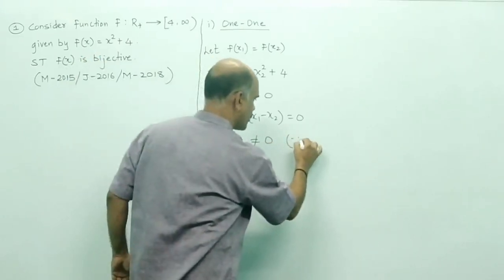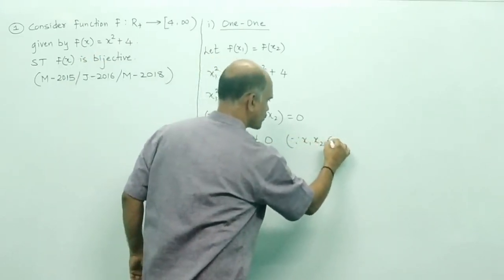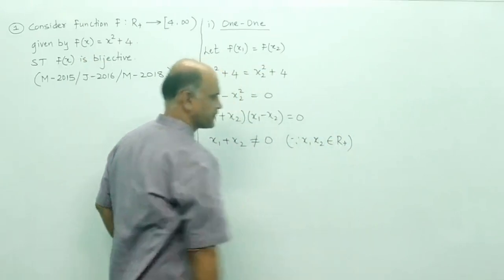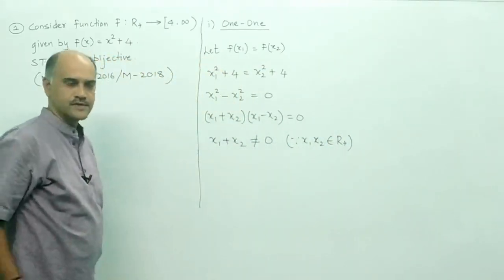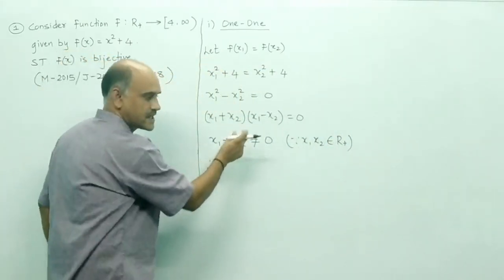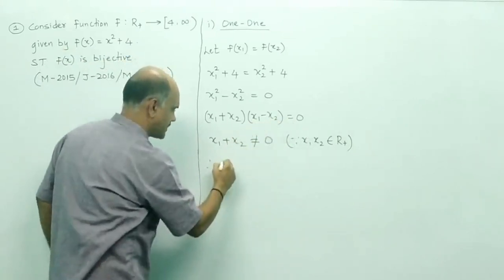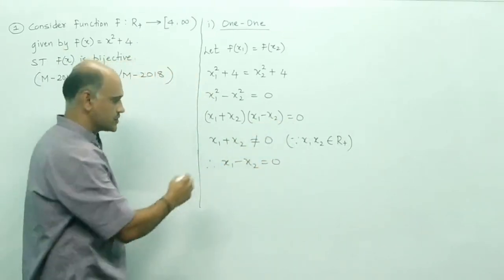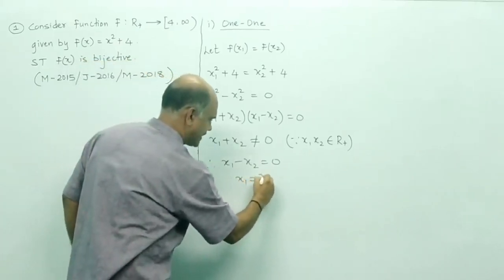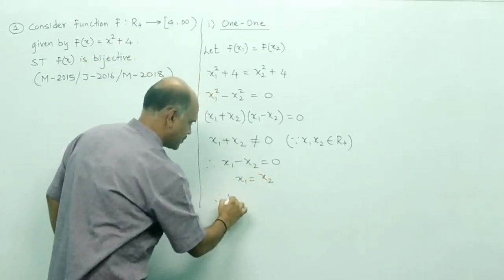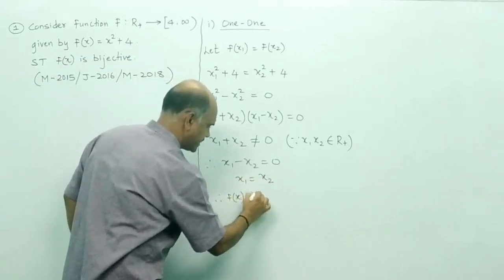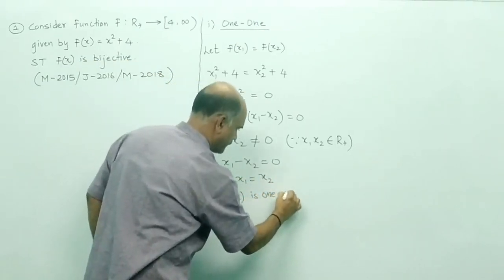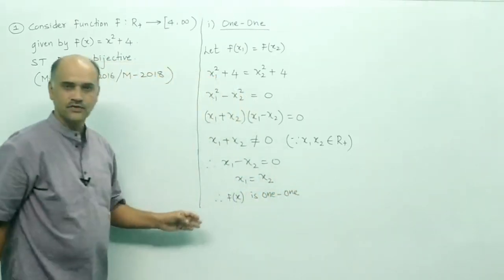If both are positive and addition is there, then there is no chance of getting 0. So I will write: because x1, x2 belongs to R plus, this is not equal to 0. Which means x1 minus x2 compulsorily has to be 0. Take x2 to the other side, you will have x1 is equal to x2. Therefore f of x is one-one.